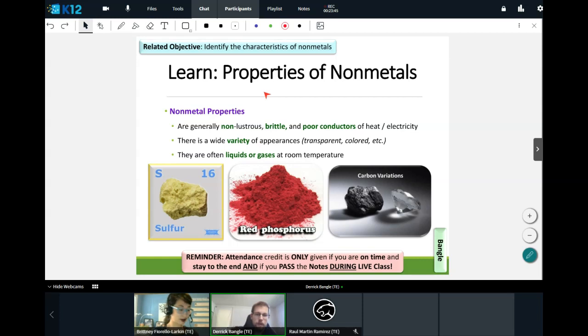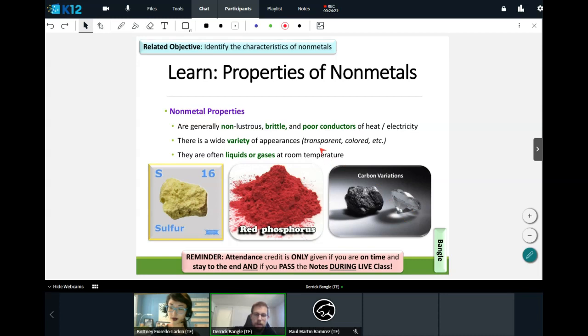All right. So nonmetals, because of this, have certain properties that are different from metals. So first off, nonmetals are generally non-lustrous, meaning they're not very shiny. They're brittle and they're poor conductors of heat and electricity. So that entire first bullet point is basically the opposite of what metals were from yesterday's lesson.